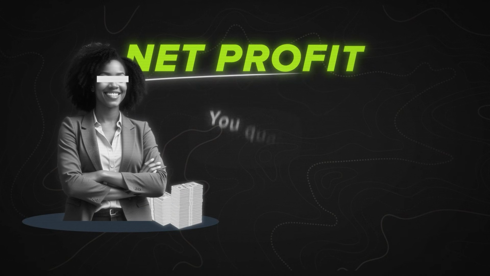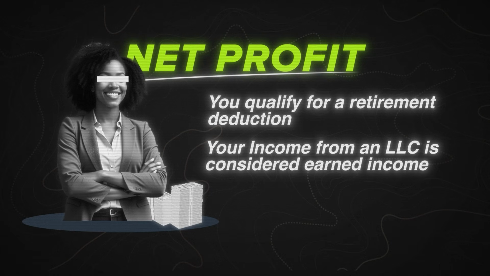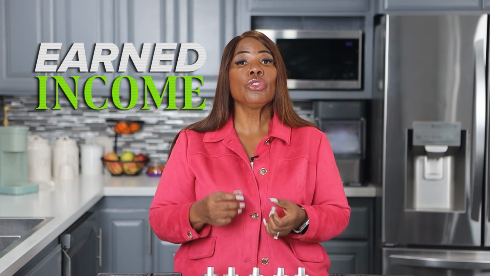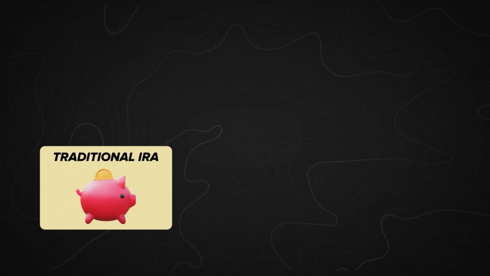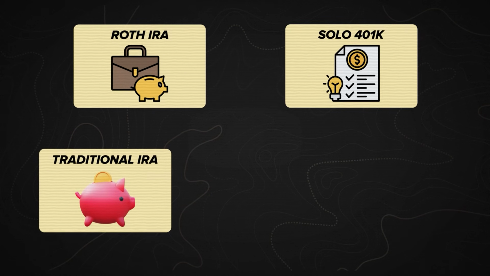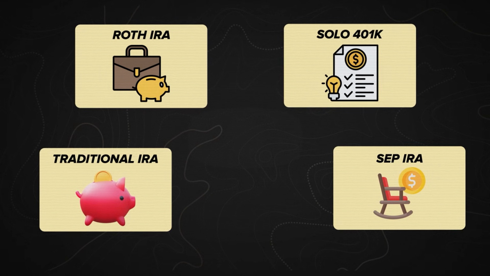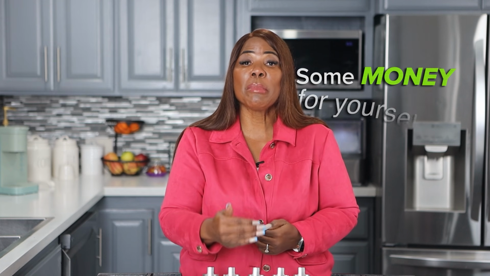As an LLC owner, when you have net profit, you qualify for a retirement deduction because your income from an LLC is considered earned income. And when you have earned income, you can set aside money for retirement. You can do a traditional IRA. You can do a Roth IRA. You can set yourself up a solo 401k, or you can set yourself up a SEP IRA. Either way, realize that is a deduction that you can take and set aside some money for yourself.